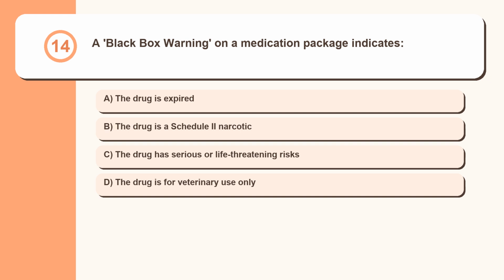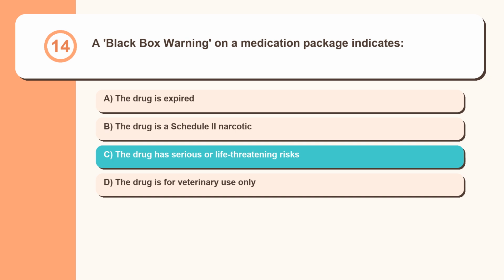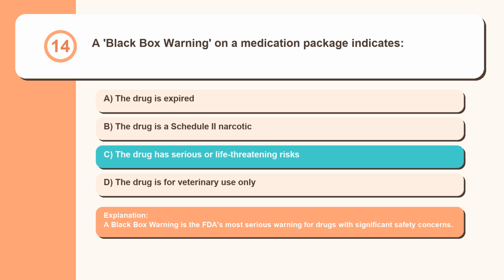Question 14. A black box warning on a medication package indicates the drug is expired. The drug is a Schedule II narcotic. The drug has serious or life-threatening risks. The drug is for veterinary use only. A black box warning is the FDA's most serious warning for drugs with significant safety concerns.